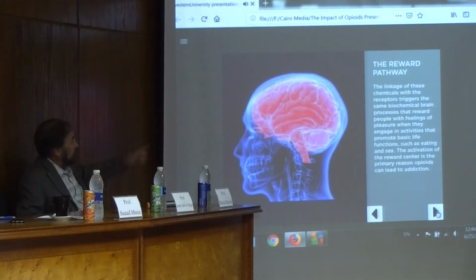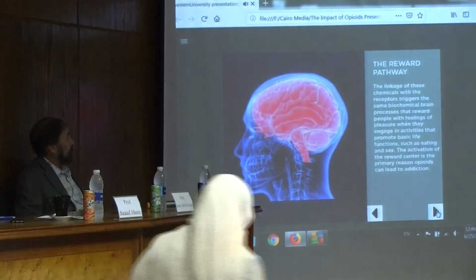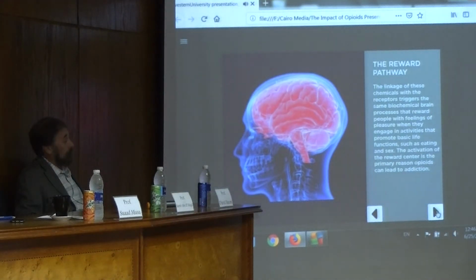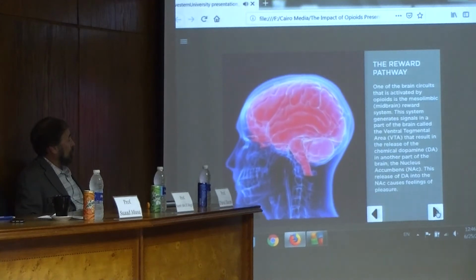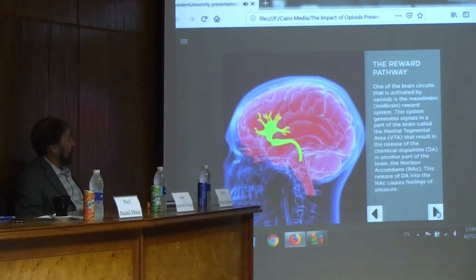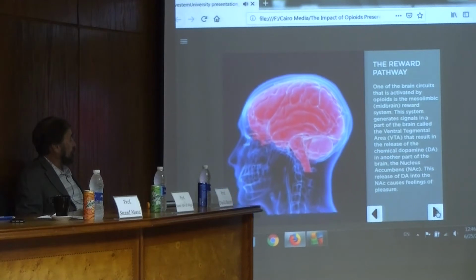The linkage of these chemicals with the receptors triggers the same biochemical brain processes that reward people with feelings of pleasure when they engage in activities that promote basic life functions, such as eating and sex. The activation of the reward center is the primary reason opioids can lead to addiction. One of the brain circuits that is activated by opioids is the mesolimbic midbrain reward system. This system generates signals in a part of the brain called the ventral tegmental area, VTA, that result in the release of the chemical dopamine, DA, in another part of the brain, the nucleus accumbens, NAC. This release of DA into the NAC causes feelings of pleasure.